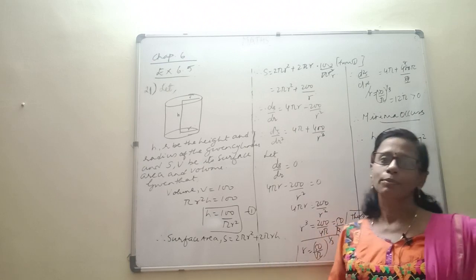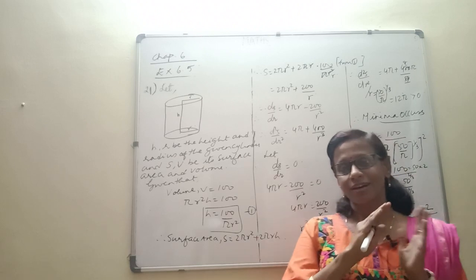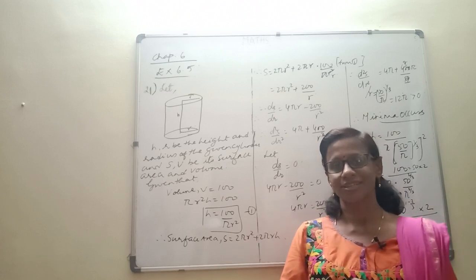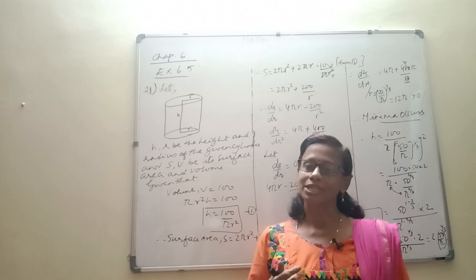So that's all about this video. We have done it both ways. When surface area is given, we have found the volume. When volume is given, we have found out the surface area. So this is what happens. With more applications, we meet in the next video.